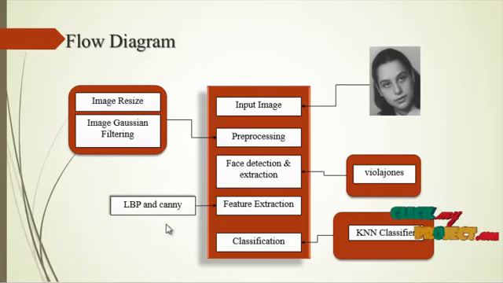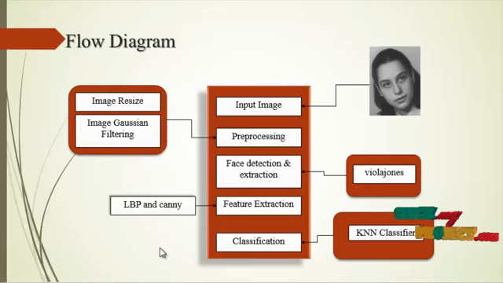Here for the feature extraction process we use LBP and Canny, that is, local binary pattern and Canny. When the input to an algorithm is too large to process and it is suspected to be redundant, it can be transformed into a reduced set of features. This process is called feature selection. The selected features are expected to contain the relevant information from the input data, so that the desired task can be performed by using this reduced representation instead of the complete initial data.